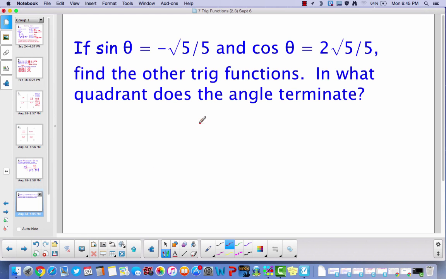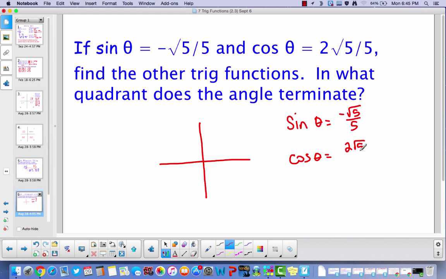All right, so let's try this again here. You have the sine of theta equals negative square root of 5 over 5. You have the cosine of theta equals 2 square roots of 5 over 5. Remember, this is my x, this is my y, this is my r. Would you find the other 4 trig functions?